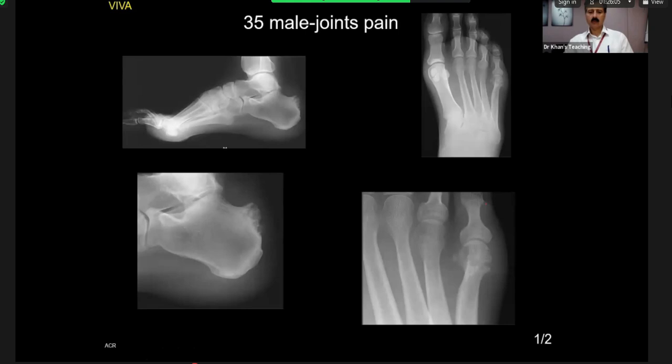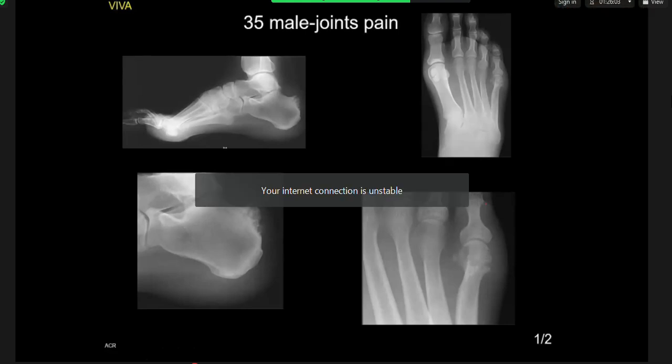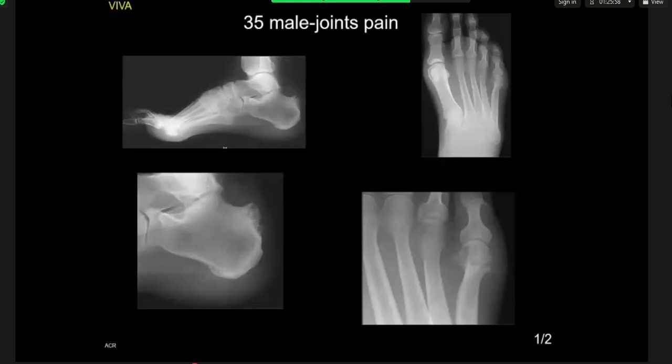Okay, so again, we have lateral radiographs of the foot calcaneum, a DP radiograph of the forefoot, and then a coned-in view of the lateral forefoot of a 35-year-old male with joint pain. There are abnormalities at the posterior superior aspect of the calcaneum where there's fragmentation and erosion.